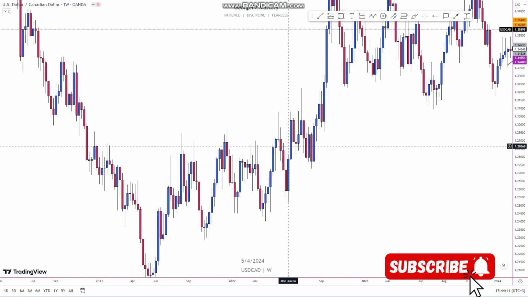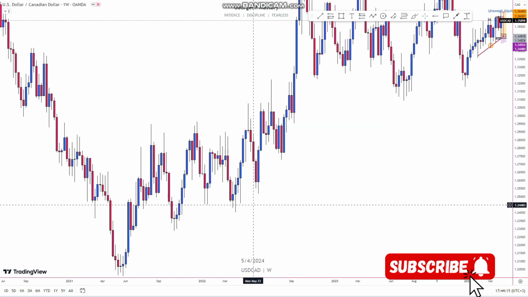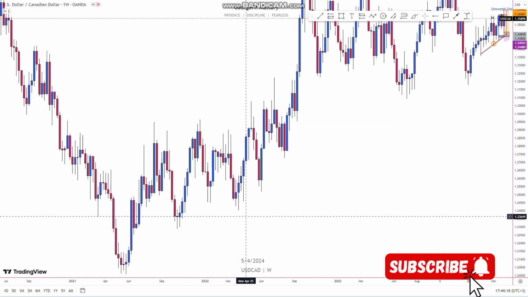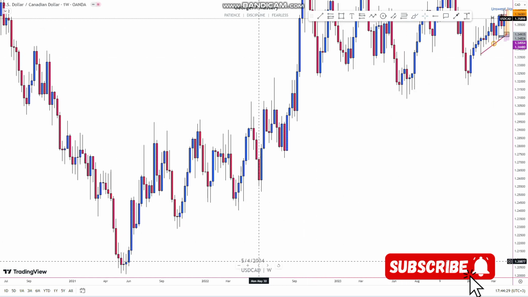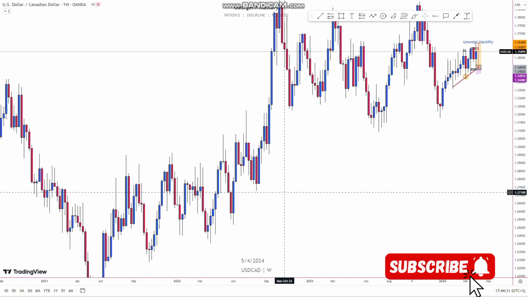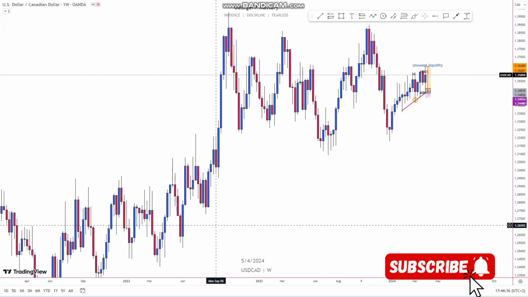So, we are talking about USD CAD today. First things first, when you're doing your analysis, you would want to first get the market bias. Know the direction of the market before you start even looking for entries. That is why I'm on the weekly time frame. You can see on the weekly time frame, we are very bullish. We have not broken any single structure to the downside.